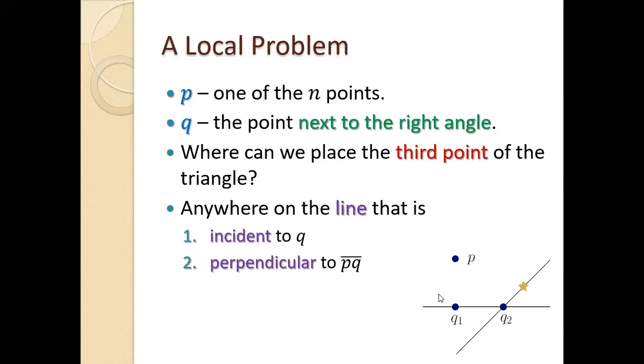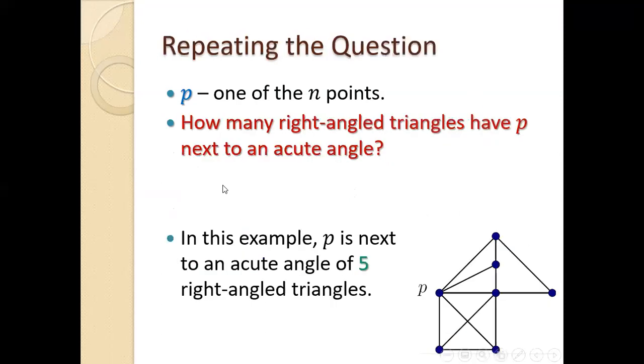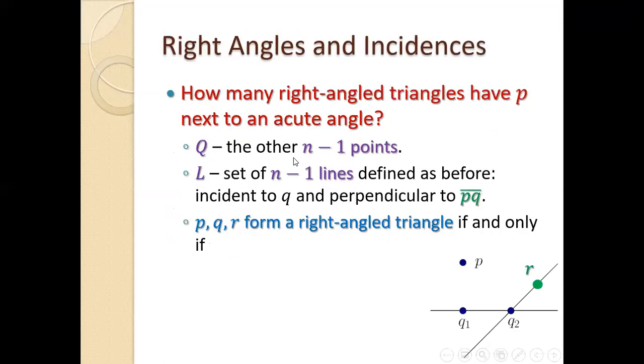All right. Why am I asking this? Where is this going? What was our point? Let's recall what we're trying to do. We're trying to find out how many right angle triangles P participates in where P is not next to the right angle. So let's call Q the other n minus 1 points, all the points except P. And L is the set of all lines that we get in this way. For each of the points in Q, we get one line that's relevant to it. And we have L is the set of these n minus 1 lines.